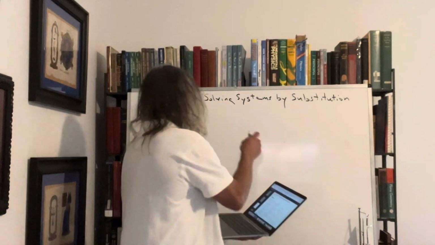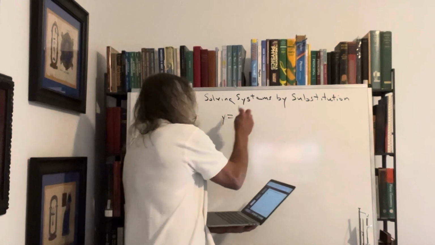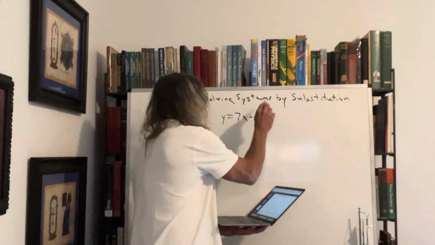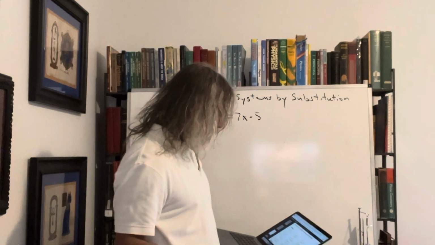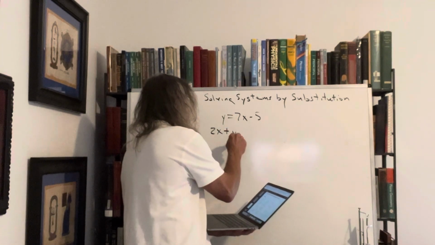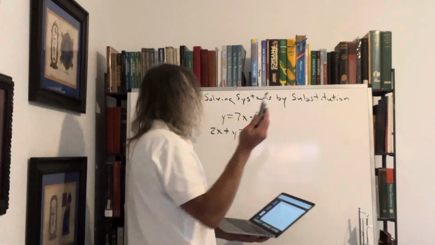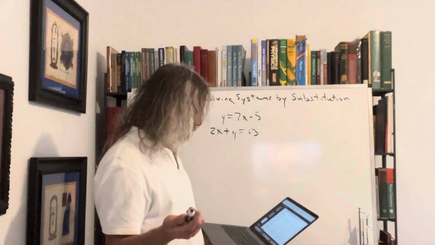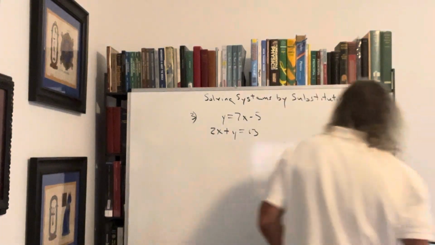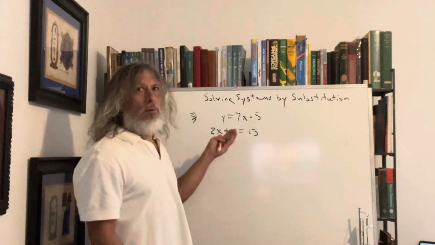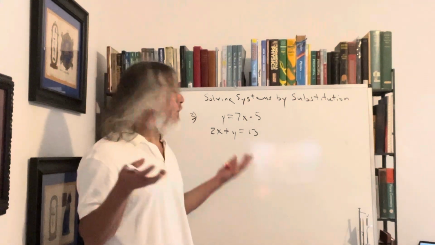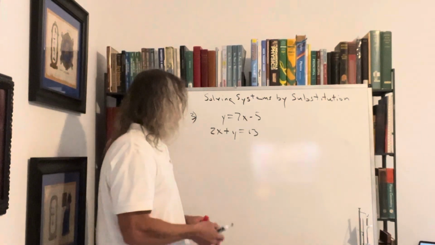Okay, so y equals 7x minus 5, and then 2x plus y is 13. Then we're going to solve by substitution. Do these two have an ordered pair in common? Do they have something in common? Do they intersect when we graph them? We're going to figure it out.